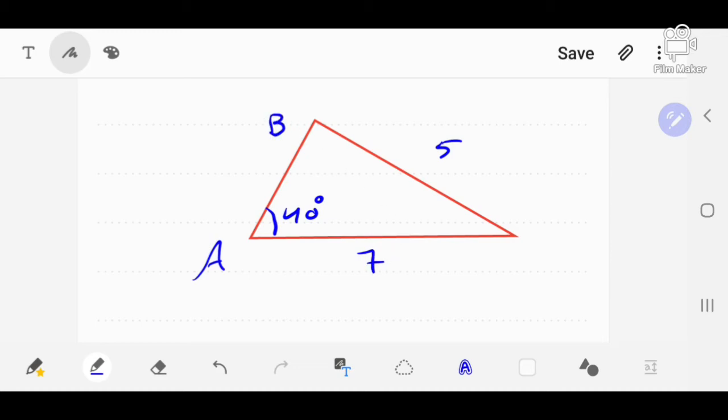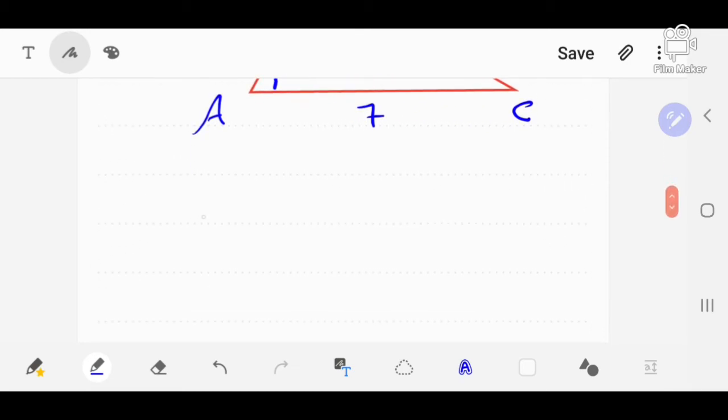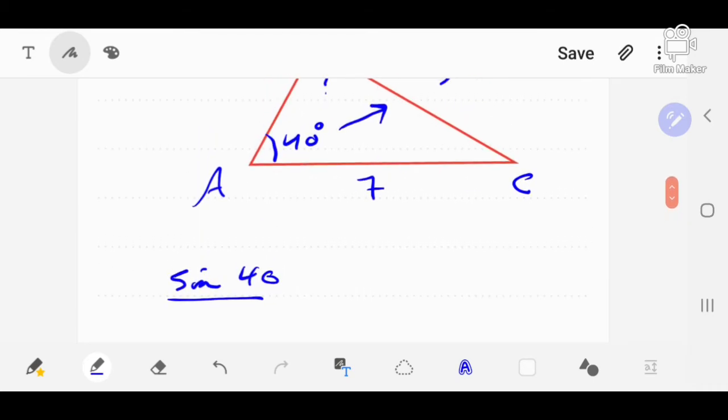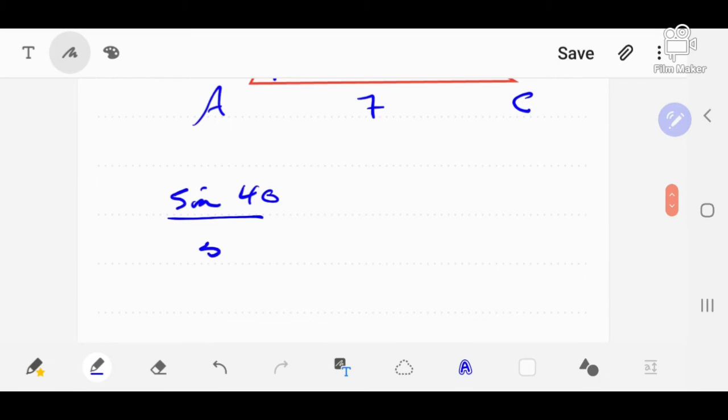How am I going to find these? Now, if I find B, of course I can find angle C. How would this happen? Note again that we have 40 and its opposite side. So again, one of the ratios is given. In the other ratio, the angle will be missing and the side is given. So let's apply it again. We have sine 40 over 5 equal to sine angle B over 7, sine angle B over its opposite side, 7.